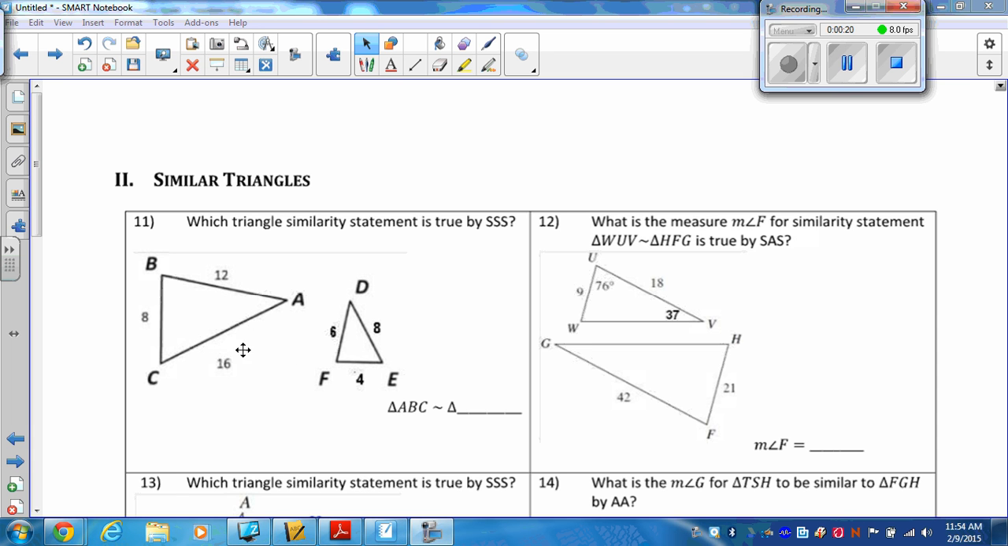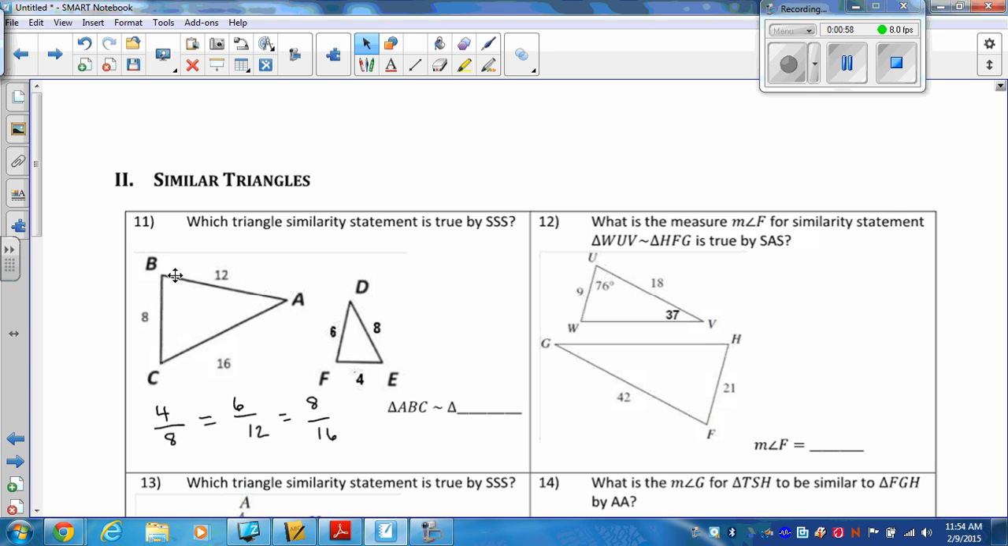So it looks to me as if this is the shortest side for this triangle, and this is the shortest side for this triangle. So what I want to do is to see if the proportion 4:8 is the same as, this is the next shortest side, this is the next shortest side, 6:12, and finally this is the longest side. So if these proportions are all true, then the triangles are similar, and the angles need to match up.